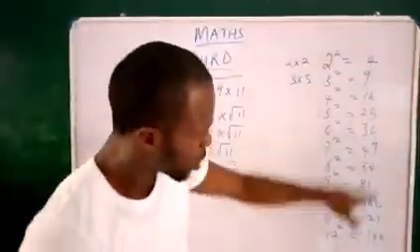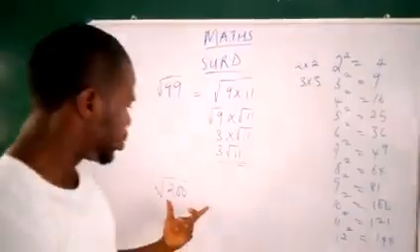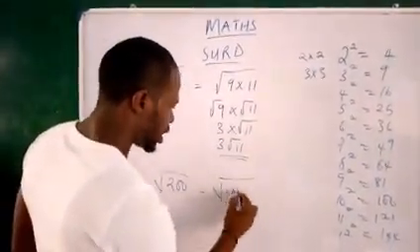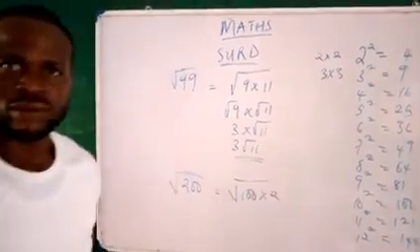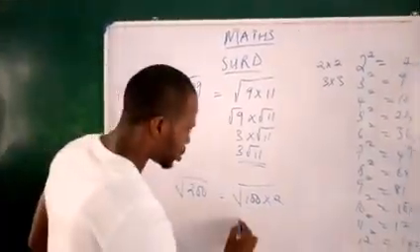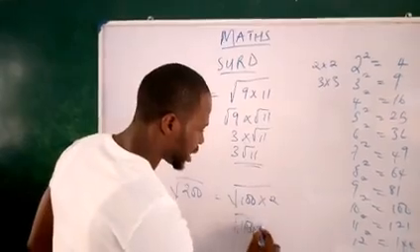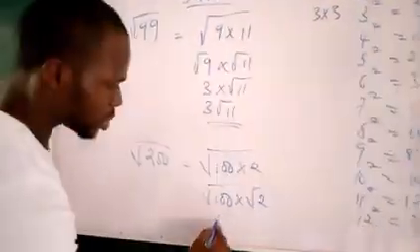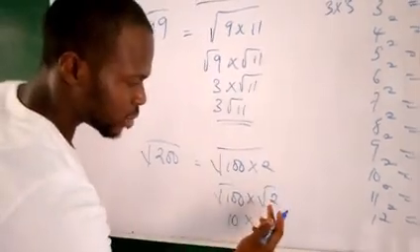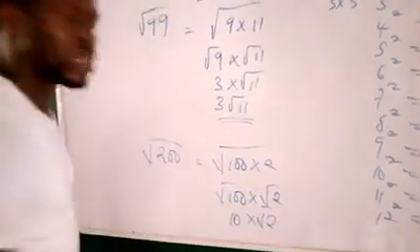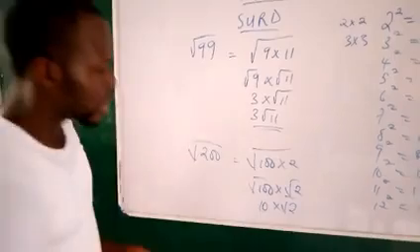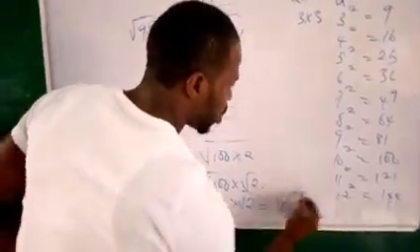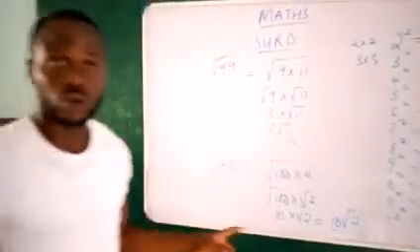So let's see. We have 100. So we'll make use of 100, and we'll have square root 100 times 2. Rewriting this, square root 100 times square root 2. Square root 100 gives me 10, and square root 2 comes down because it cannot be broken down. Rewriting this, I'll have 10 root 2, giving me the final answer for root 200.